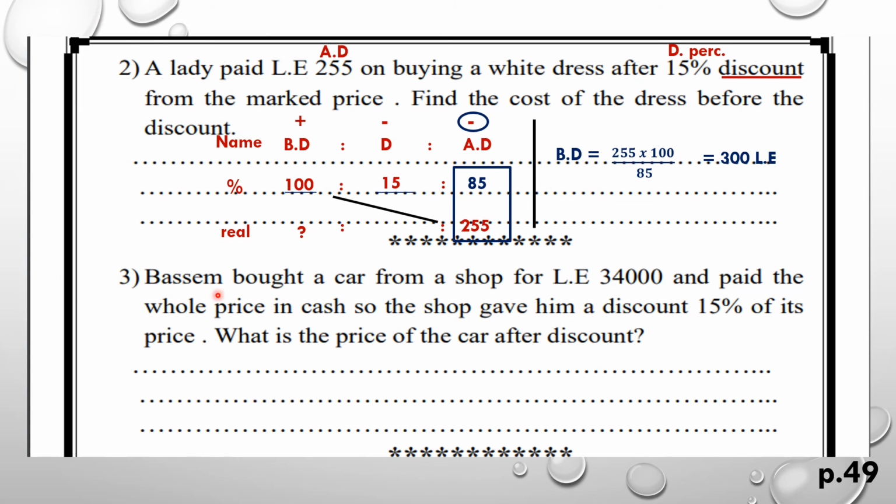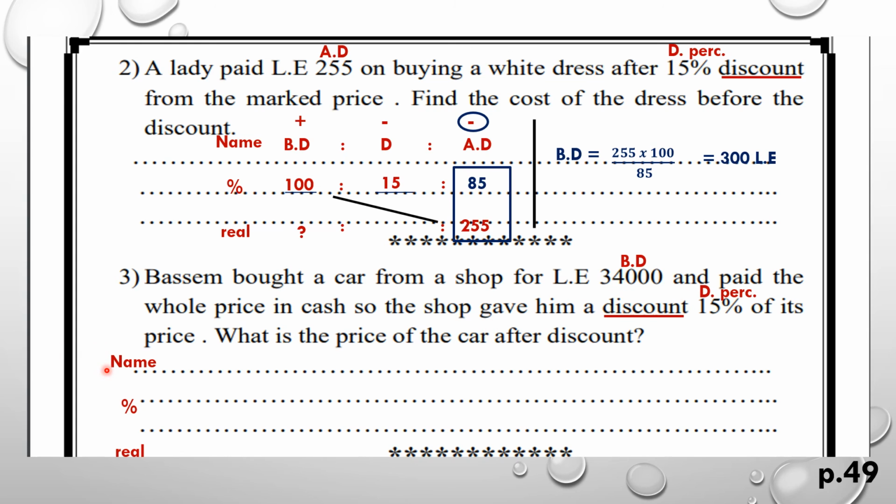Number 3. Basim bought a car from a shop for LE 34,000 and paid the whole price in cash. So the shop gave him a discount 15% of its price. What's the price of the car after discount? We need to find the price of the car after discount. So here we have the before discount price, and we have 15% the discount percentage, and here is our keyword.